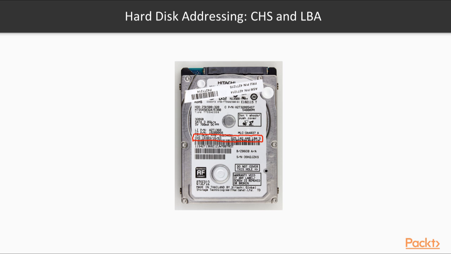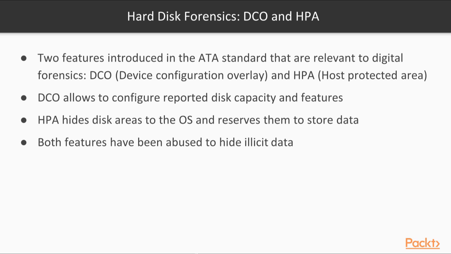In this picture, we can see an example of a disk geometry specified in cylinder head sector together with the number of LBA sectors available. There are two features that are unknown to the majority of the users, but are very important for a digital investigation: the device configuration overlay and host protected area. Device configuration overlay was introduced in the ATA6 standard to allow vendors to configure reported disk capacity and features. Host protected area was introduced in ATA4 standard to hide certain portions of the disk to an operating system and reserve them to store, for example, recovery data and so on.